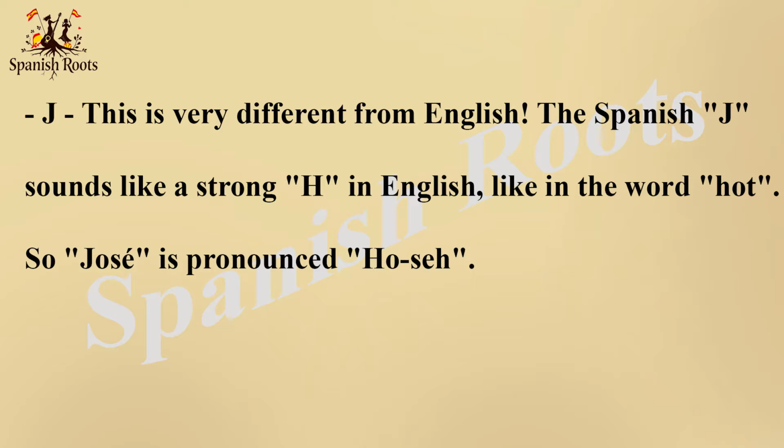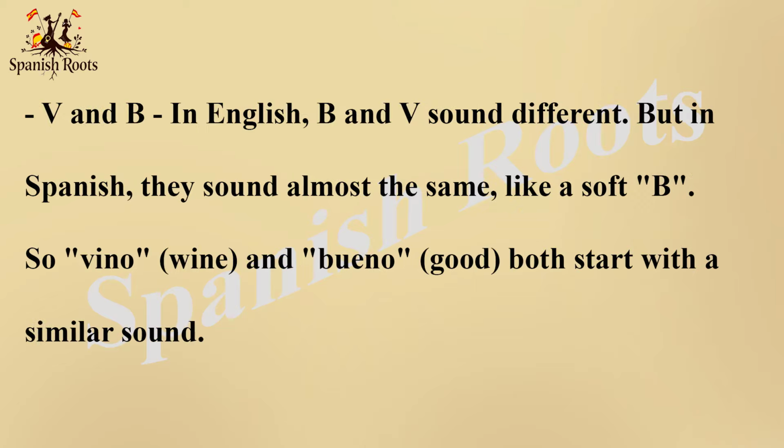J. This is very different from English. The Spanish J sounds like a strong H in English, like in the word hot. So, José is pronounced "Hose-ay." V and B. In English, B and V sound different. But in Spanish, they sound almost the same, like a soft B. So, vino, wine, and bueno, good, both start with a similar sound.